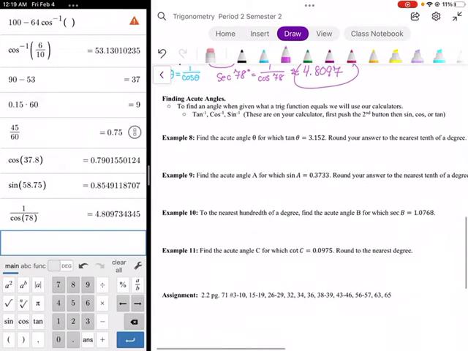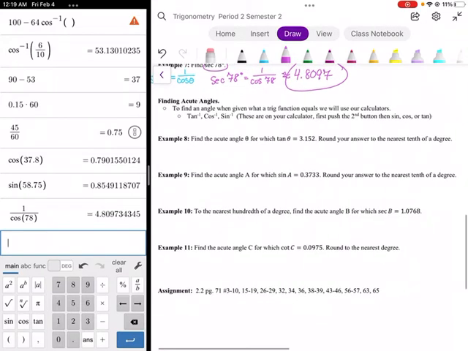And the next thing you'll need to know how to do is to find angles while using your calculator. For this, to find an angle when given what a trig function equals, we are going to be using our inverse functions. So on your calculator, normally you're going to hit second and then you're going to hit sine, cosine, or tangent. Mine's a little bit different. I just have to hit function. But on your TI-84s, or the ones we have in the classroom, that's what you are going to do.